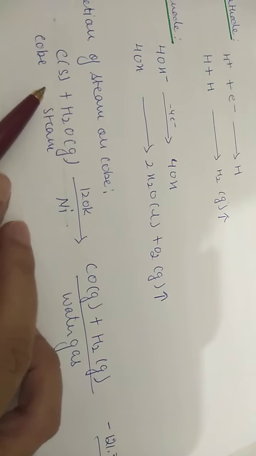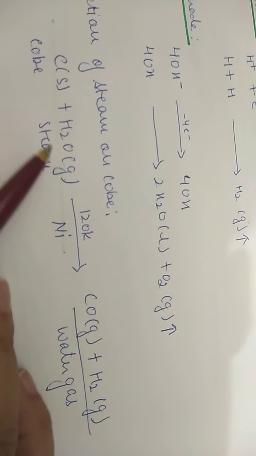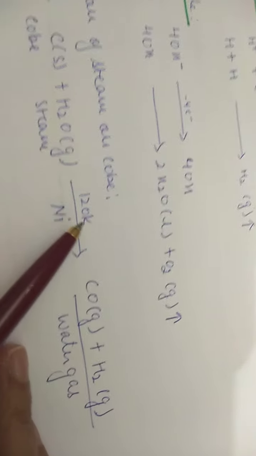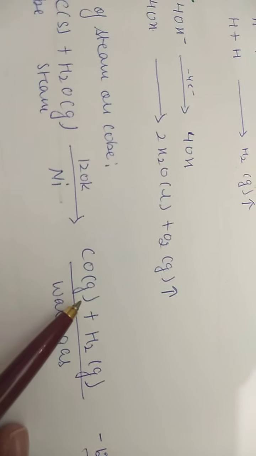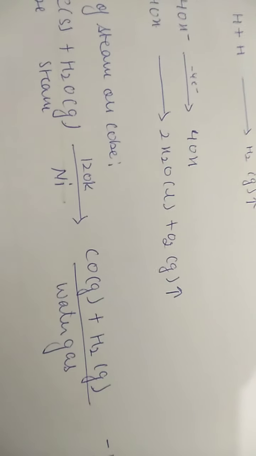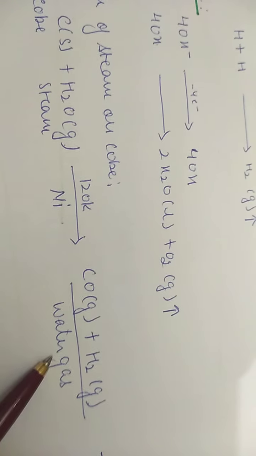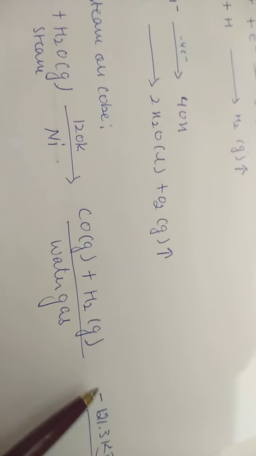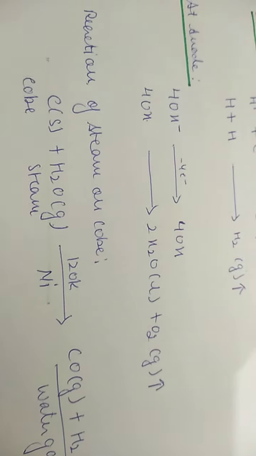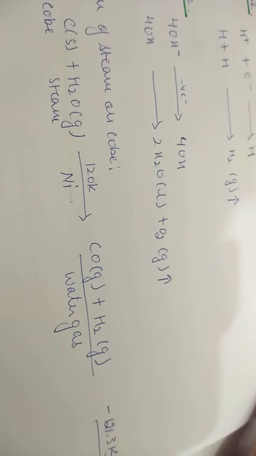This is coke, carbon, and steam. When it is subjected to steam at 1200 degrees Kelvin in the presence of nickel, we get carbon monoxide and hydrogen. We get a mixture of carbon monoxide and hydrogen, and this is called water gas. And this reaction is exothermic in nature. There is liberation of energy in this reaction.